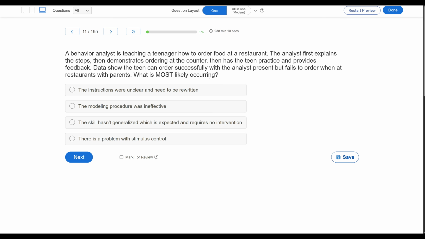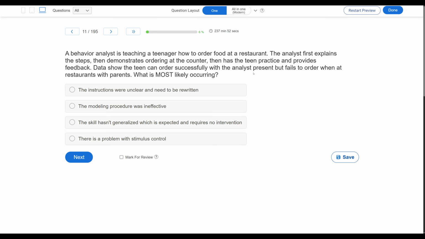A behavior analyst is teaching a teenager how to order food at a restaurant. The analyst first explains the steps and demonstrates ordering at the counter, then has the teen practice and provides feedback. Data show the teen can order successfully with the analyst present, but fails to order when at restaurants with parents. What is most likely occurring?